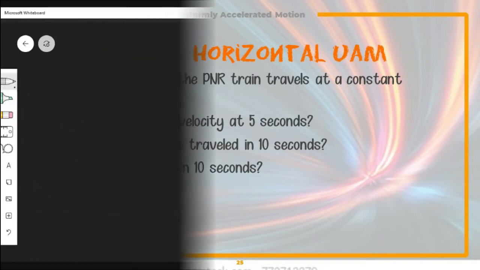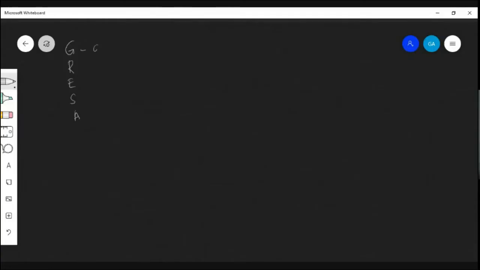So, meron tayong tinatawag na GRESA. G stands for the given, that is given in the problem already. R is required to find. We are looking for something. Merong hinahanap yung problem na kailangan nating isolve. So, ito yung hahanapin natin. E is for the equation. S is for the solution. And A is for the final answer.